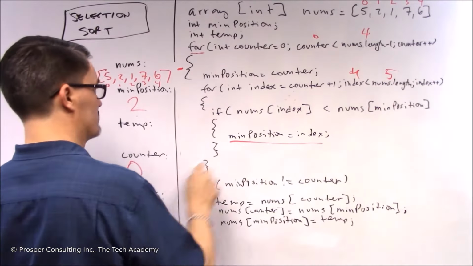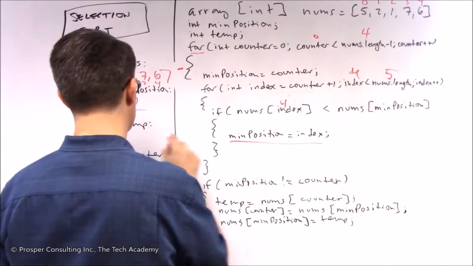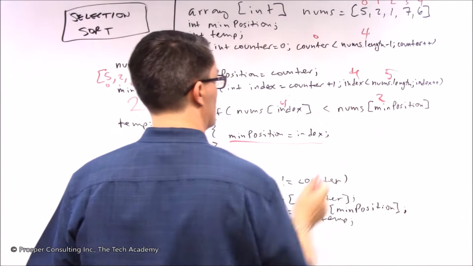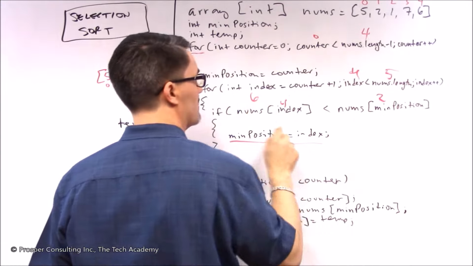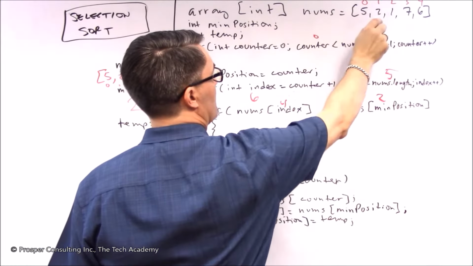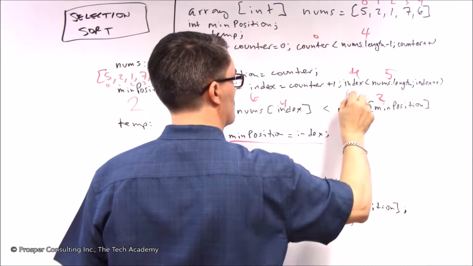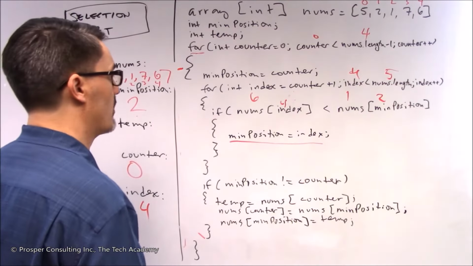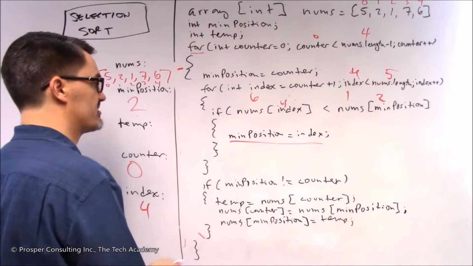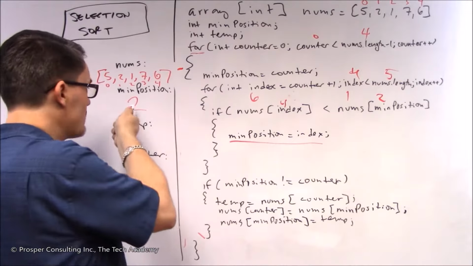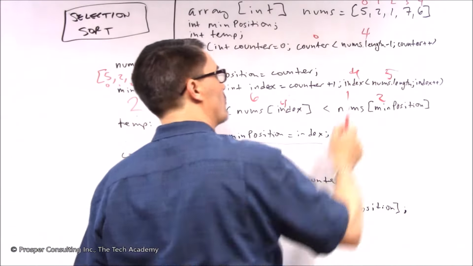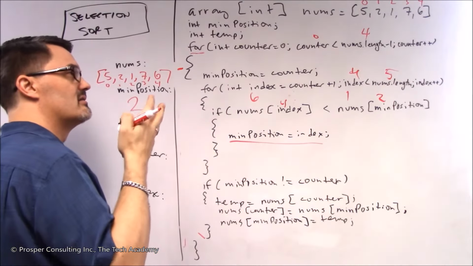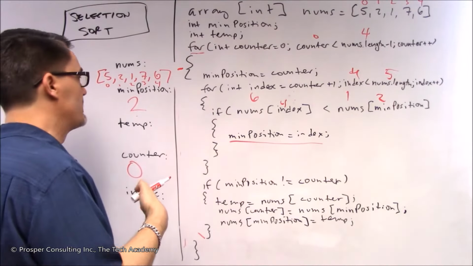So index is equal to 4. And min position is still equal to 2. So values. What's the value of position 4? It's 6. What's the value of position 2? It's 1. Is 6 less than 1? No, sorry, it isn't. So again, we do not execute this. Min position stays the same because remember, this is storing for the elements of this array that we have not yet moved into proper position.